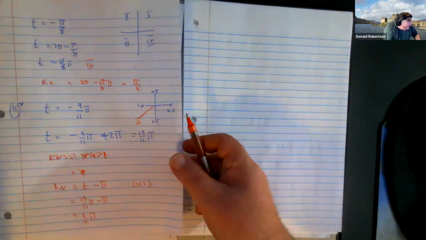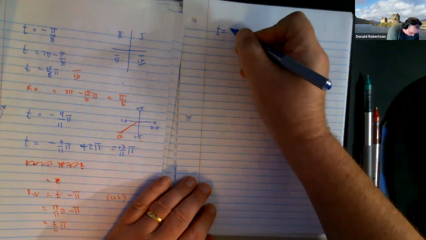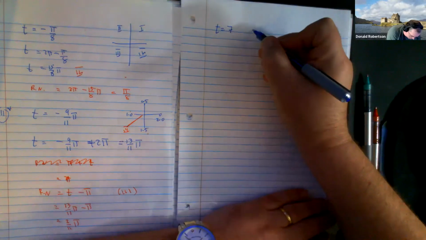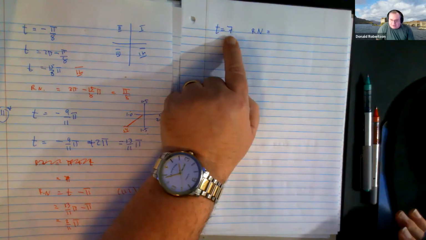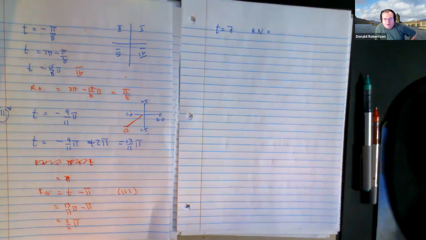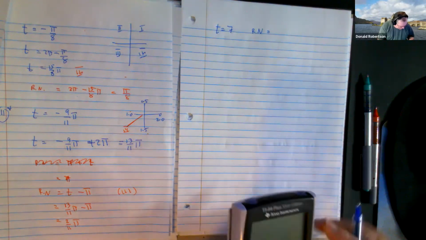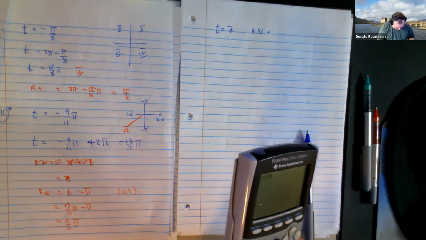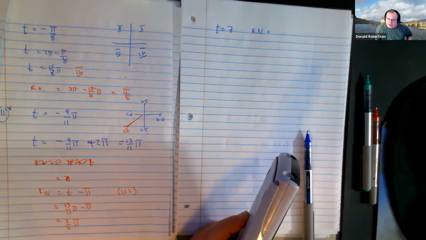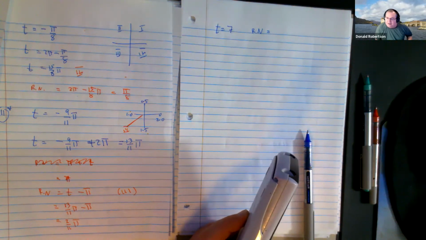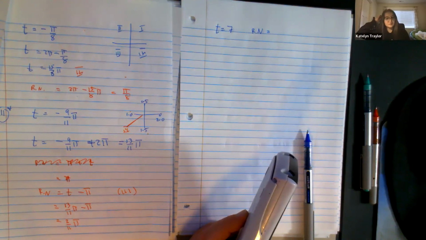Let's pick a really weird one that I just noticed. T equals 7. We want to find its reference number. It isn't even a multiple of pi. Does anybody know what quadrant 7 radians is in? Which do you think it is? Oh, 1, yes, you're right, Caitlin. You want to share how you know that? Well, I just went by multiples of 2.